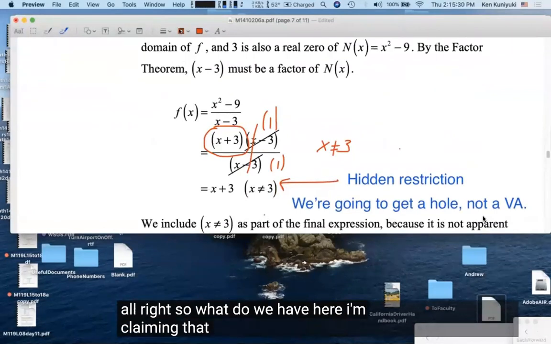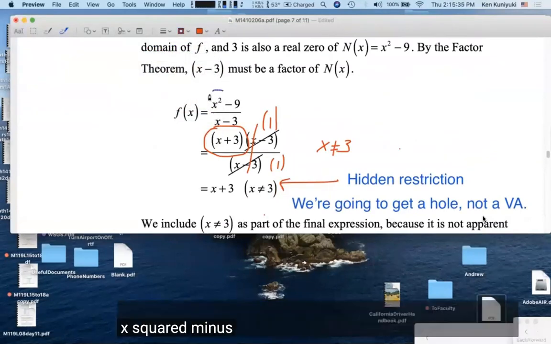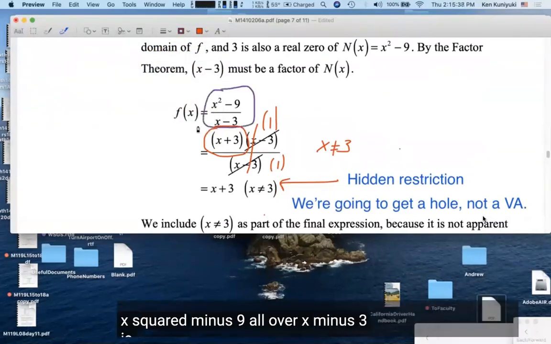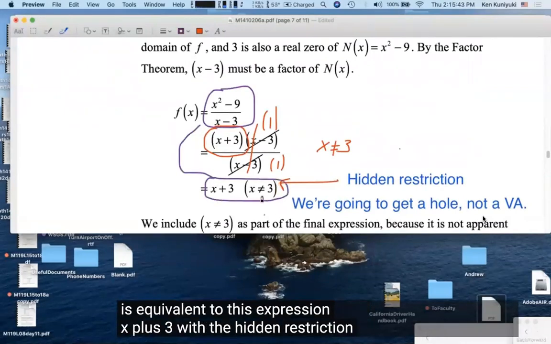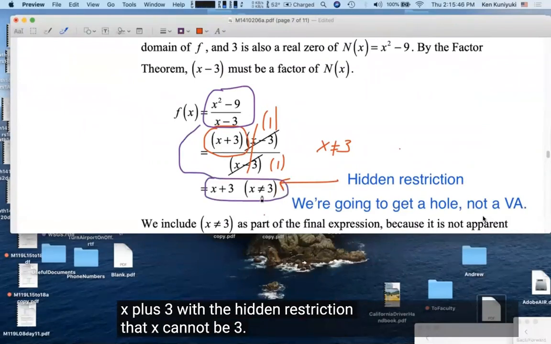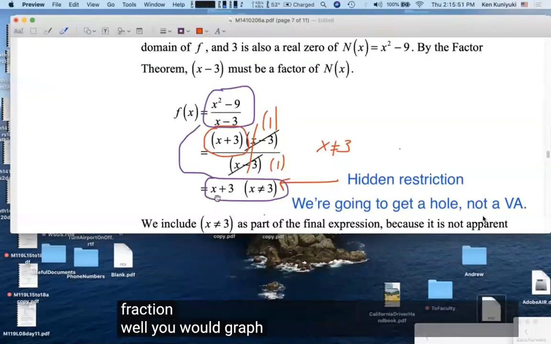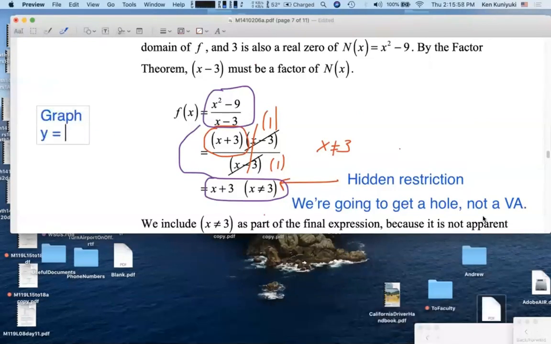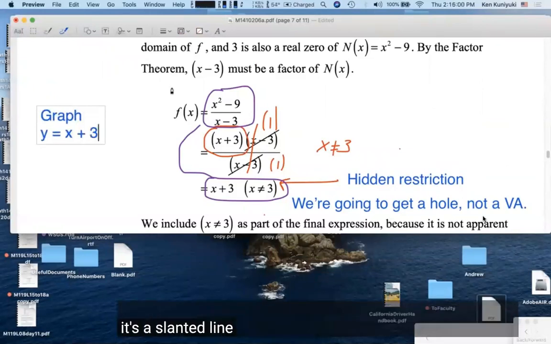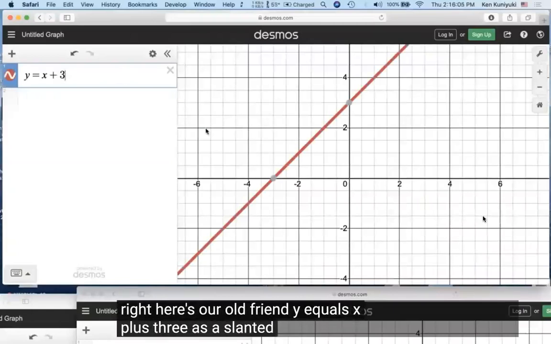I'm claiming that x squared minus 9 all over x minus 3 is equivalent to this expression, x plus 3, with the hidden restriction that x cannot be 3. So how would you graph y equals this fraction? Well, you would graph basically y equals x plus 3. How would you graph y equals x plus 3? It's a slanted line, right? Here's our old friend, y equals x plus 3, as a slanted line.